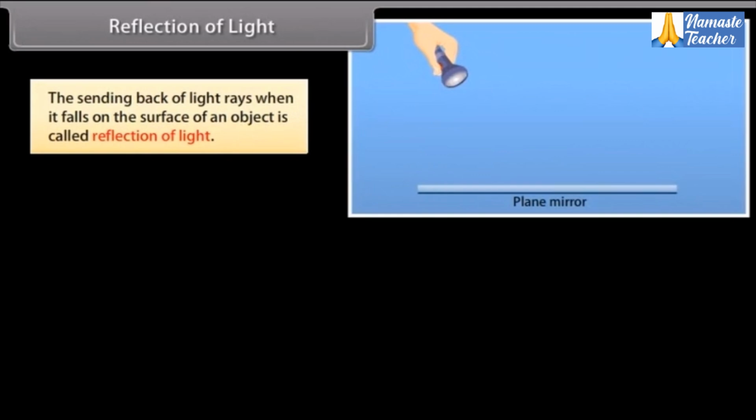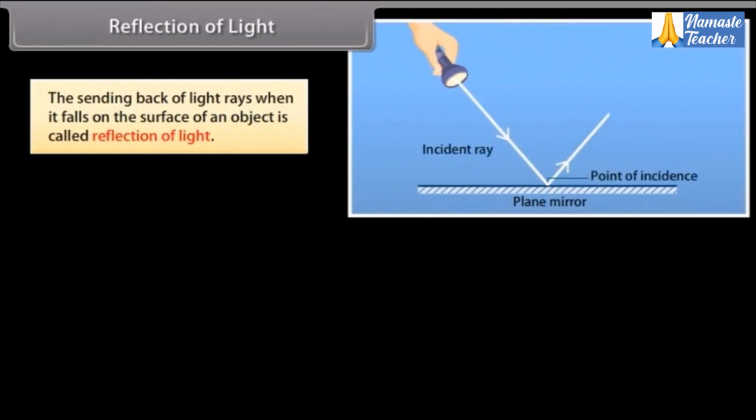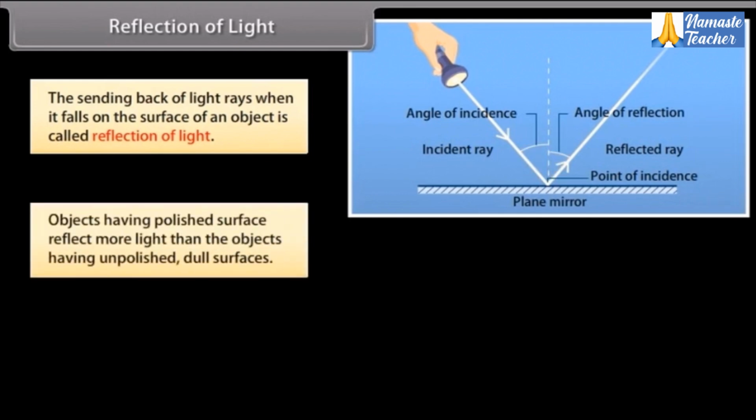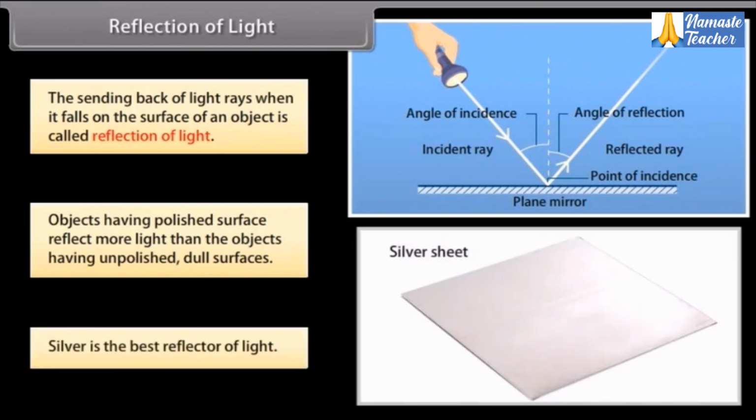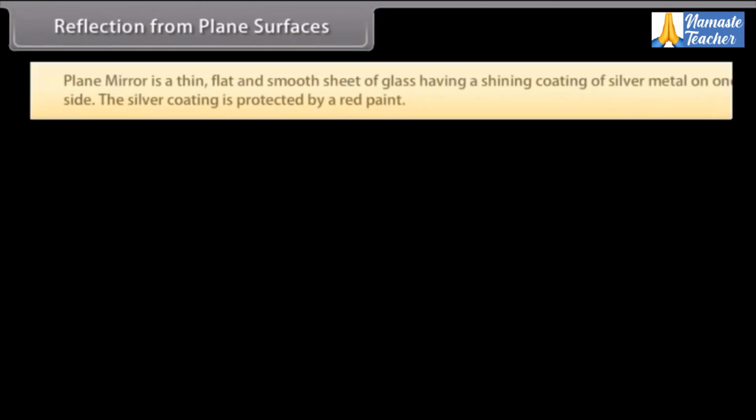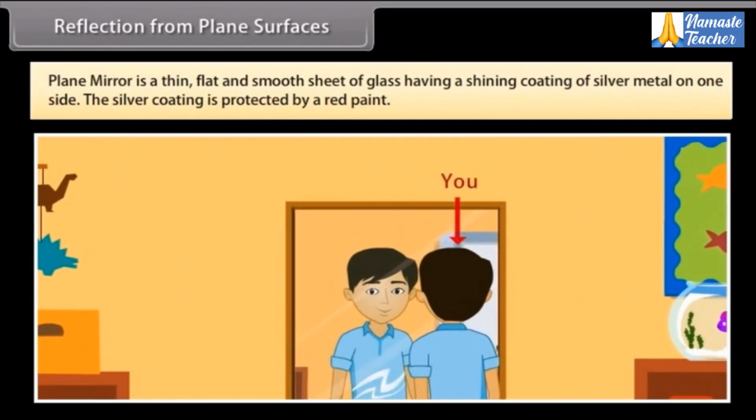Reflection of light. The sending back of light rays when it falls on the surface of an object is called reflection of light. Objects having polished surface reflect more light than the objects having unpolished, dull surfaces. Silver is the best reflector of light. Reflection from plane surfaces. Plane mirror is a thin, flat, and smooth sheet of glass having a shining coating of silver metal on one side. The silver coating is protected by red paint.